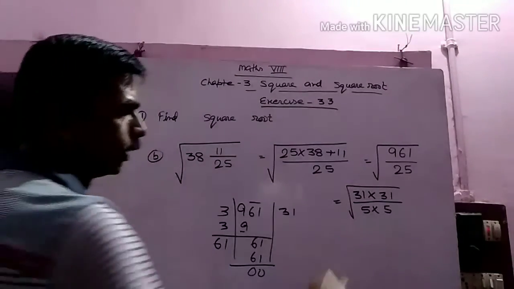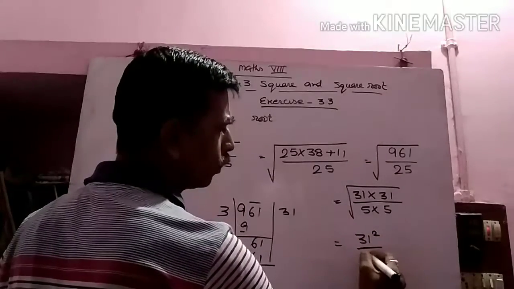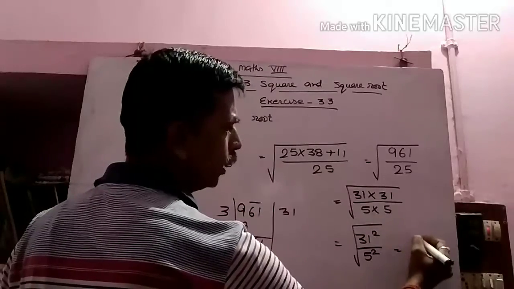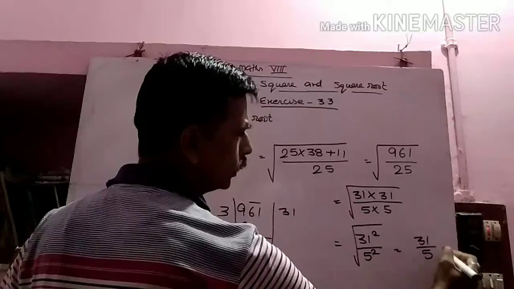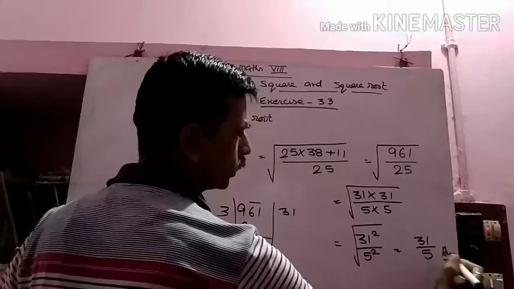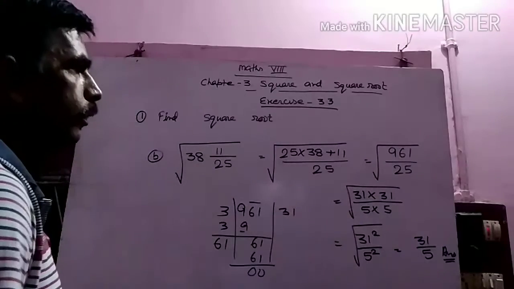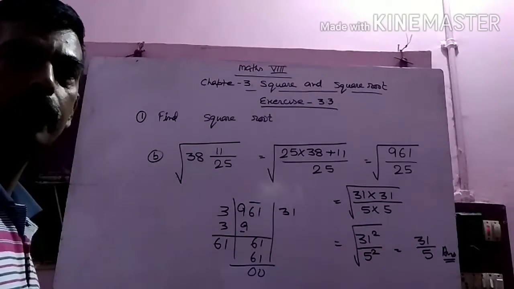Now it becomes 31 square by 5 square. So it becomes 31 by 5. This is the answer. Have you written it?